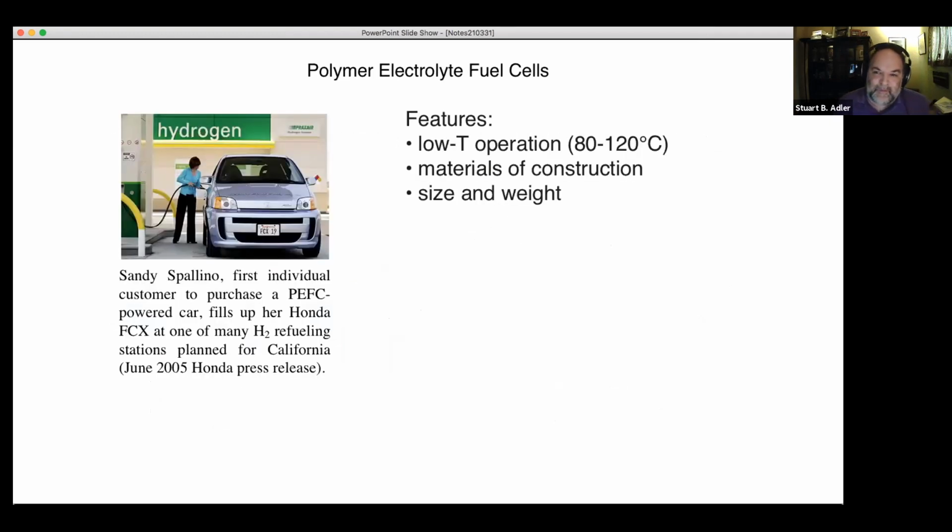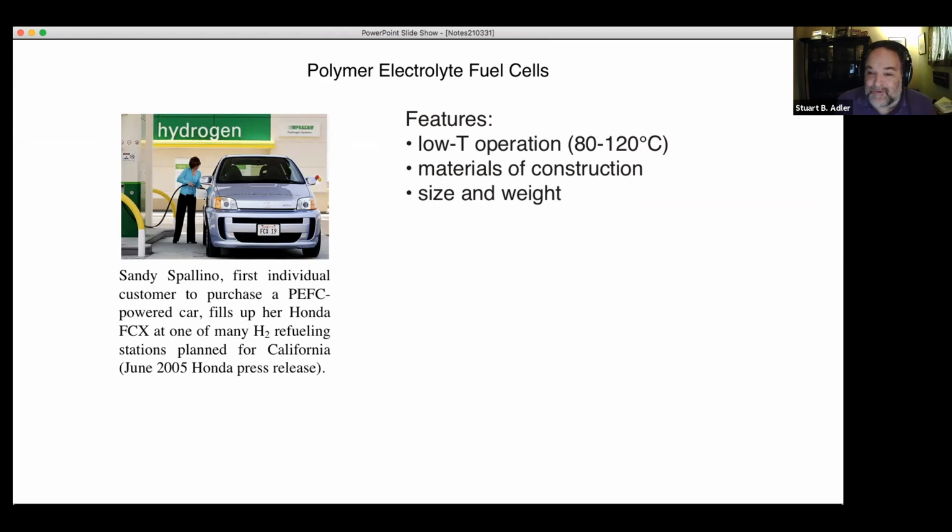Just to give you sort of a status, where have these things shown up historically? And I'm talking about looking over the last 15 years or so. Polymer electrolyte fuel cells, some of their features, they are operating at very low temperature compared to a solid oxide fuel cell, less than 100 degrees C, up to, well, I guess up to 120 degrees C in some cases.